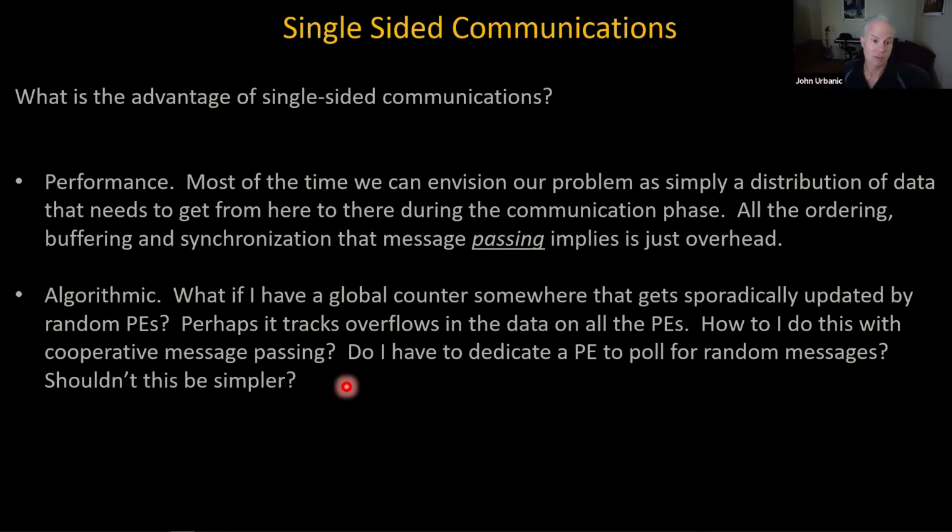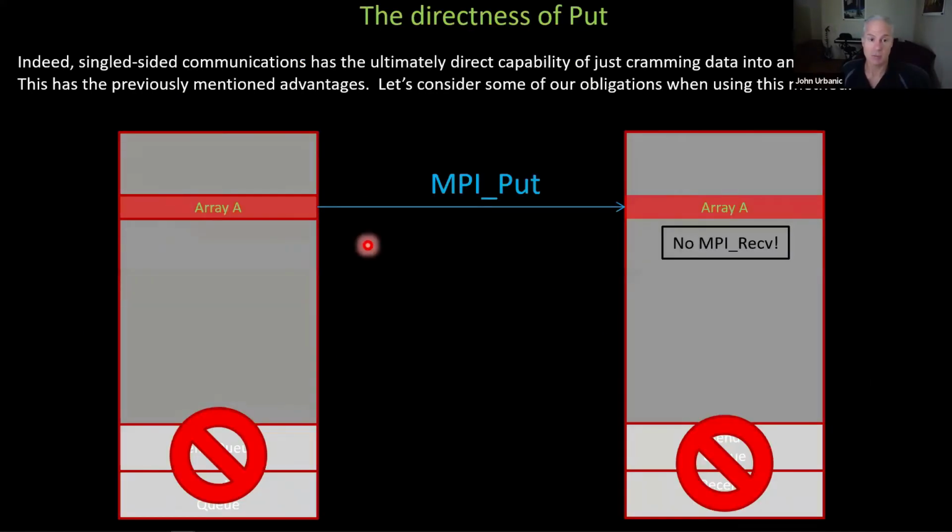Well, that's where the single-sided communications come in. It allows us to start to do things that we couldn't do otherwise. So it helps. Most people, I think, usually find it just helps in straight up performance because it avoids some of this unnecessary buffering and copying, but it can also help algorithmically. So let's see how it actually works.